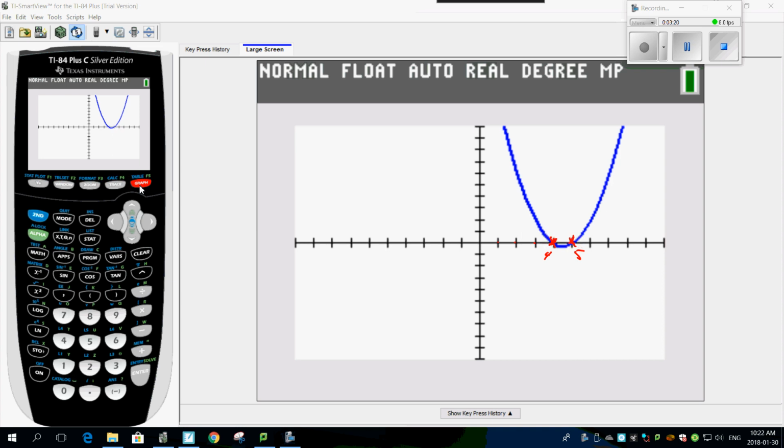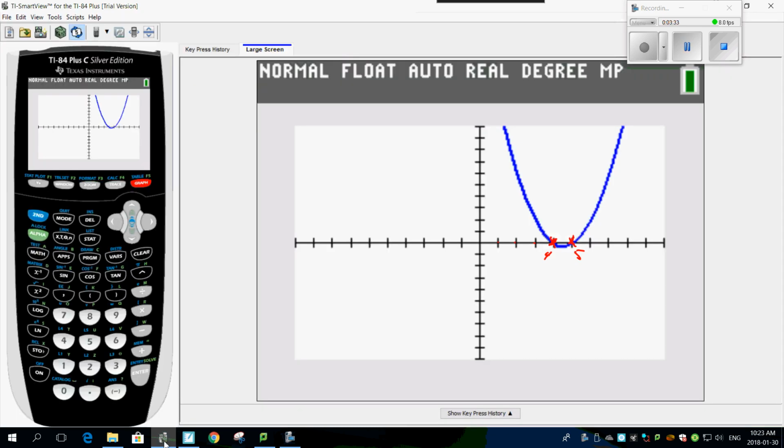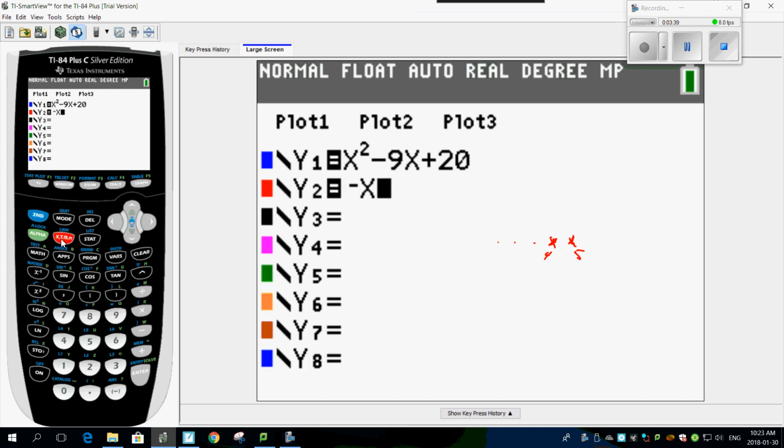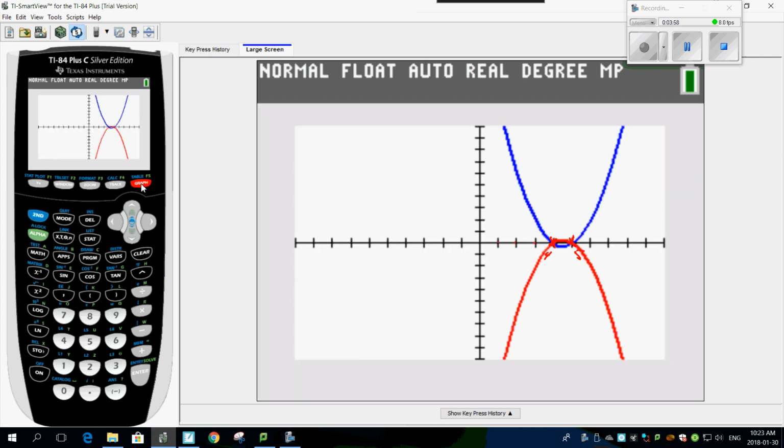But I want to show you something that is just incredibly cool. Go back to this one. Remember this guy here? Minus x squared plus 9x minus 20. Let's pop that in here and see what happens. Go back to my calculator here, right? Go to y2, go minus x squared plus 9x minus 20. Look at this for a second. Notice how they actually mimic each other. They're just negatives of each other. I wonder what this is going to give us. Graph it. Watch this. Oh my goodness.